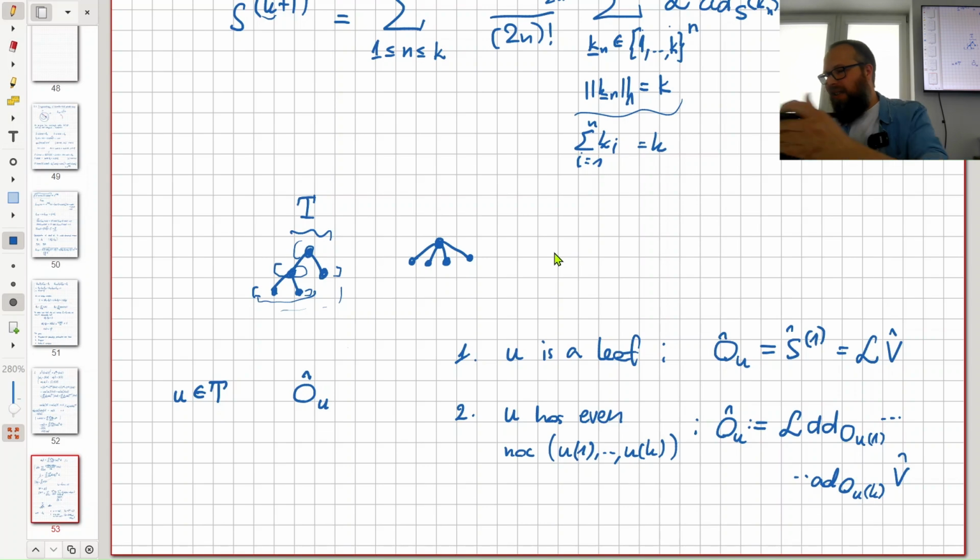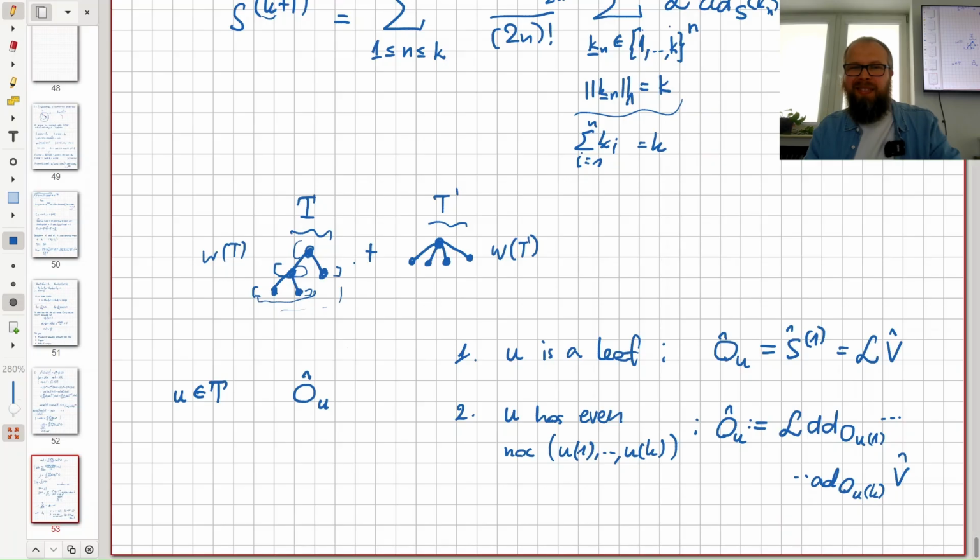And yeah, so you sum up those diagrams, multiply them by the appropriate weight. Here, so t prime, okay, and this gives you S5, I guess, okay.